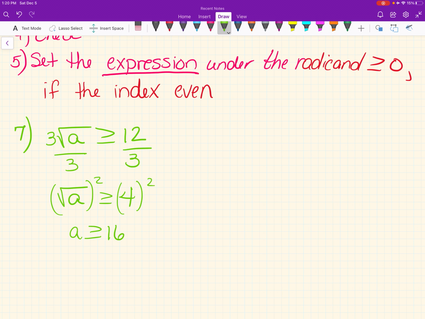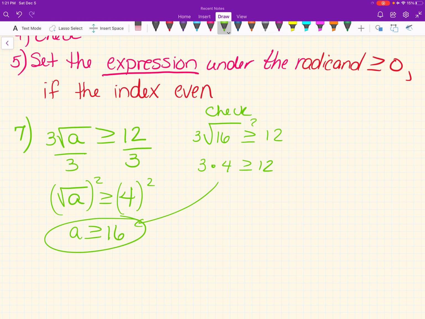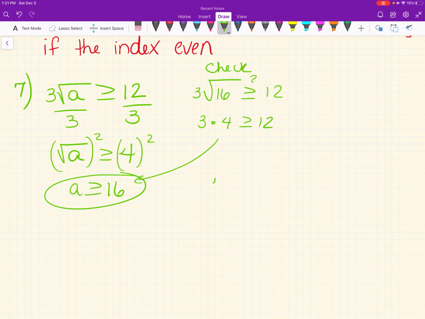or equal to 16. So here's my check. 3 square root of 16, is that greater than or equal to 12? So this is going to be 3 times 4, and that is equal to 12, so this works. If that works, now we know we have a solution. What we have to say is a has to be greater than or equal to 0. So that's also part of it.